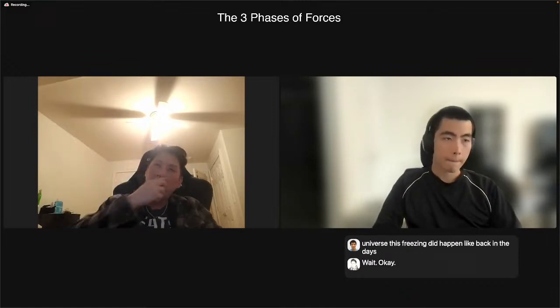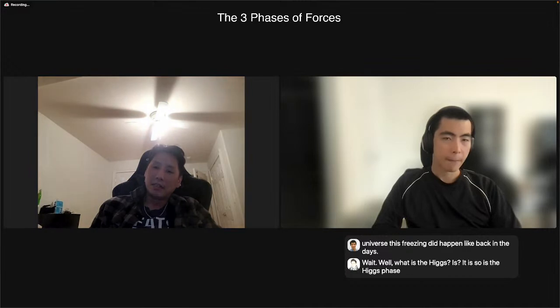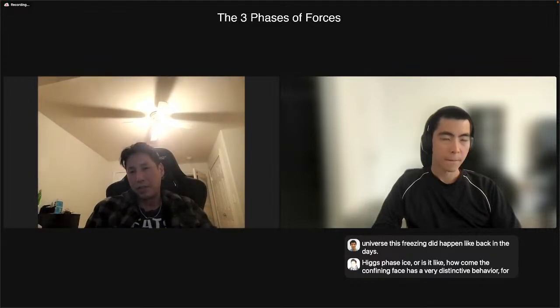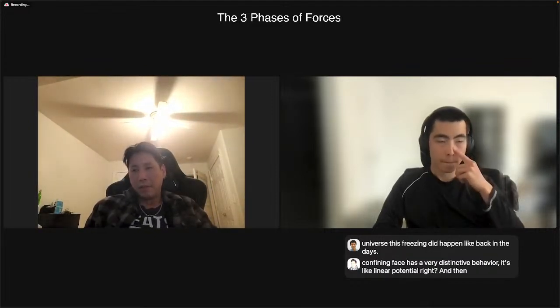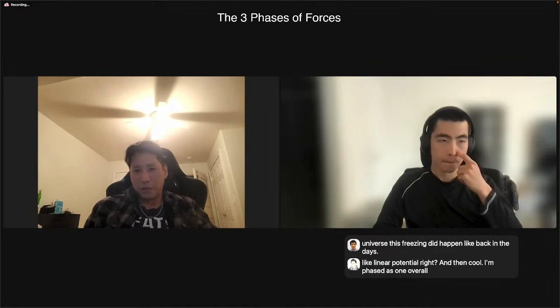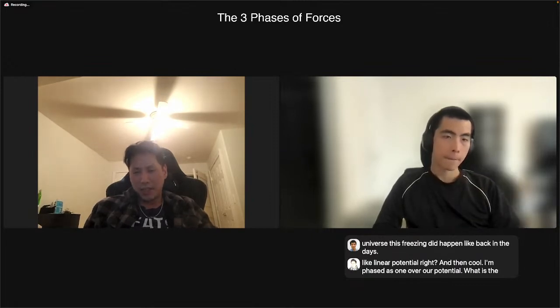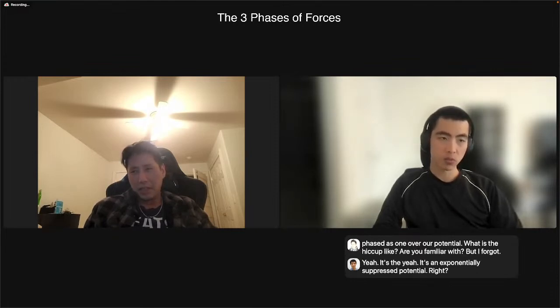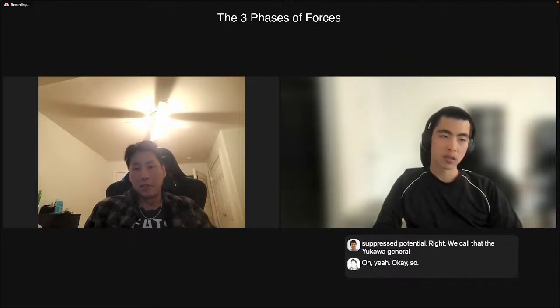Wait, okay. Well, what is the Higgs phase like? How come the confining phase has a very distinctive behavior? It's a linear potential, right? And then the Coulomb phase is a one over r potential. What is the Higgs phase like? Yeah, I used to know this, but I forgot. It's an exponentially suppressed potential, right? We generally call that the Yukawa potential. Oh yeah, okay, so the Yukawa potential is the Higgs phase. Oh, okay, I see.